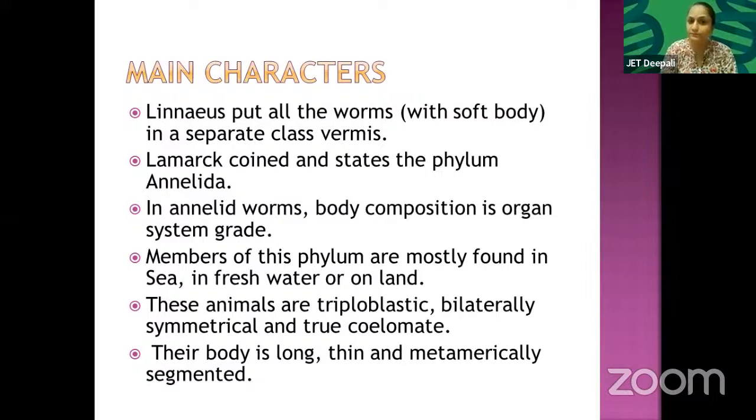In annelid worms, body composition is organ system grade. Members of this phylum are mostly found in sea, in freshwater, or on land. These animals are triploblastic, meaning having three kinds of germ layer: endo, meso, and ecto. Bilaterally symmetrical means there is only one axis through which they can be divided into two equal halves. True coelomate means they have a coelom.